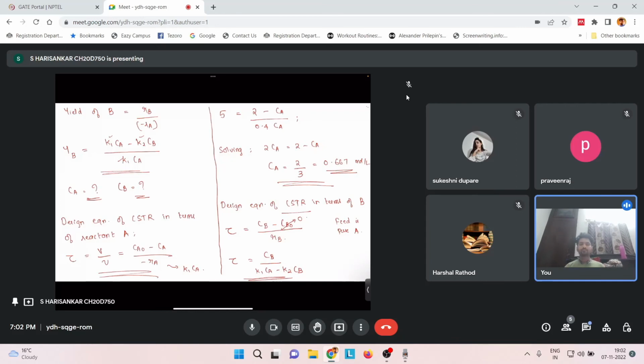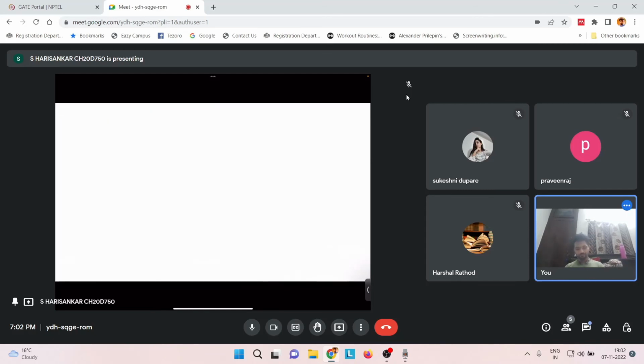So now what we have to do is substitute the values in this design equation as well. The tau here is tau optimum, that is 5 minutes. Cb is the unknown. We have the values for K1, Ca and K2. So substitute these values and we can find the value for Cb. So substituting, tau, which is 5, is equal to Cb by K1, that is 0.4 into Ca, that was 0.667, plus K2, which was 0.1 into Cb.